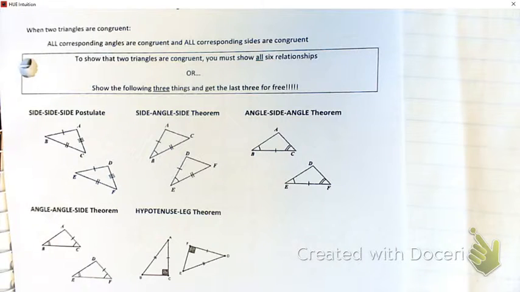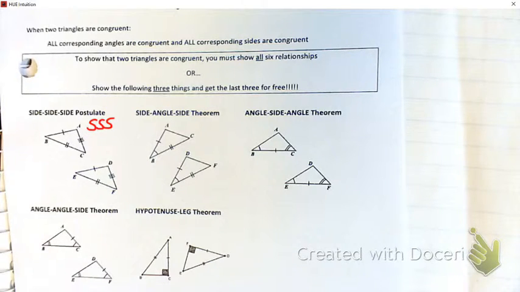Okay? 5 ways. Only these 5. The first one is called side, side, side. There's only 3 sides in a triangle. So side, side, side, and we abbreviate it with 3 S's.